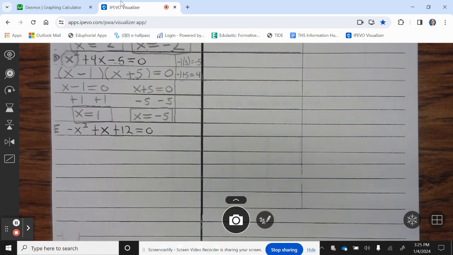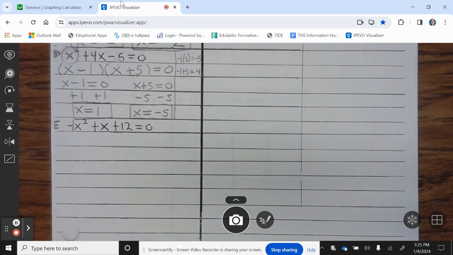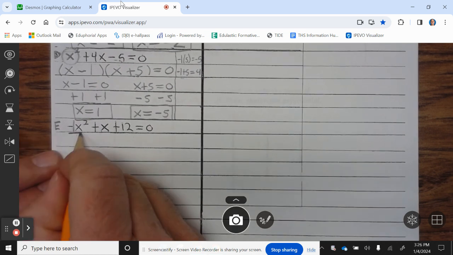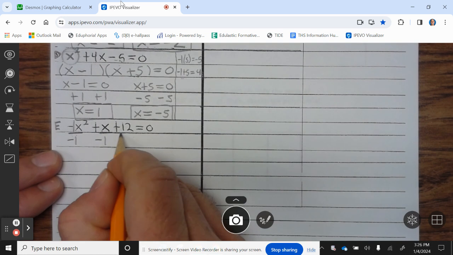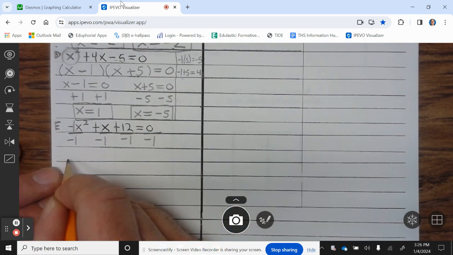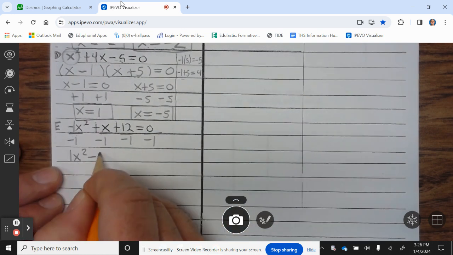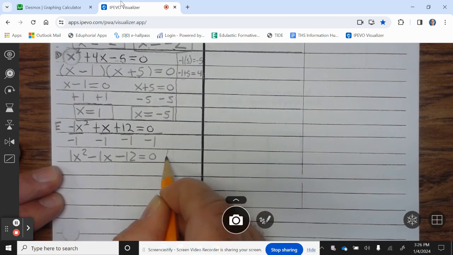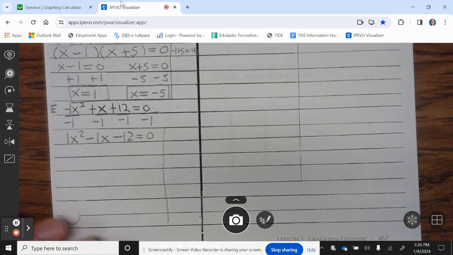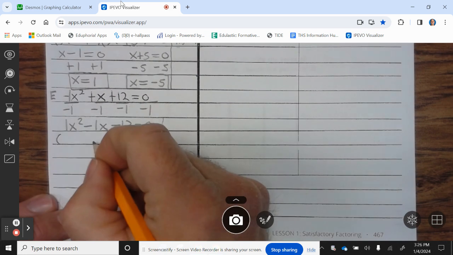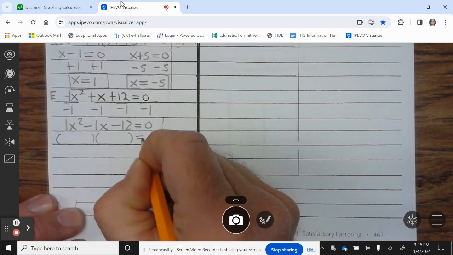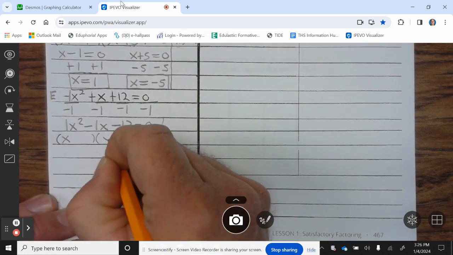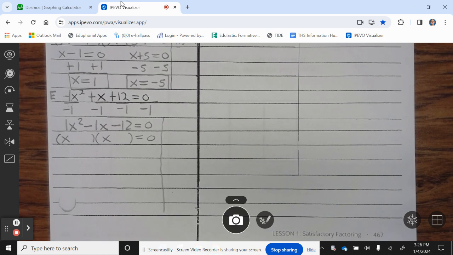Okay, E. Now, whenever you have a negative in front of the x squared, you want to divide everything by negative 1 to get rid of that negative 1 to make it easier to factor. So we're going to divide everything by negative 1. So that becomes a positive 1x squared minus 1x minus 12 equals 0. Okay, so 2 parentheses, x and x.